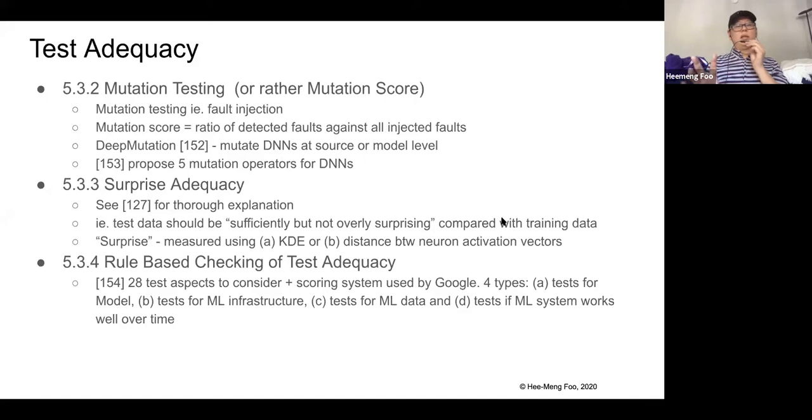Okay, rule-based checking of test adequacy. This one is really useful. This paper actually came from Google, and it basically lists 28 test aspects to consider in the scoring system. So this is really actionable. I felt that this was really useful if you are in charge of a team, either from engineering or from test, to use as a rubric for making sure that your system is in good shape.